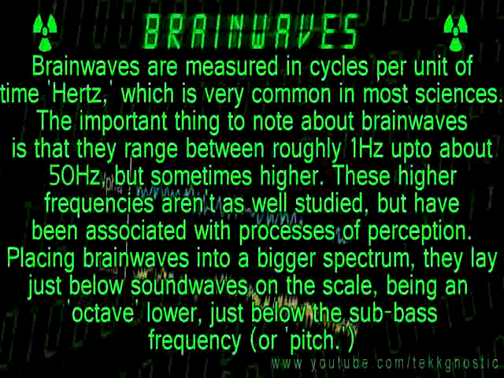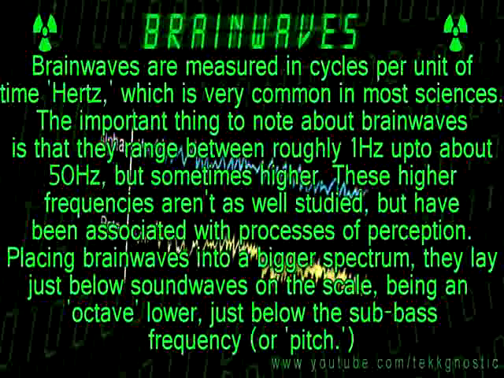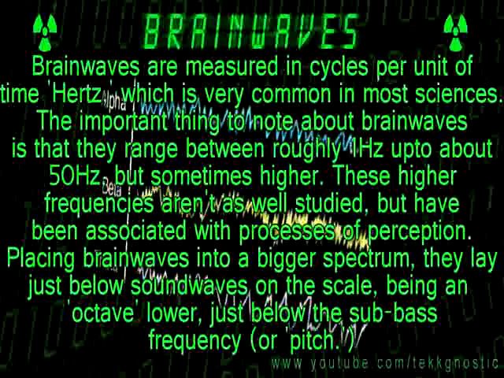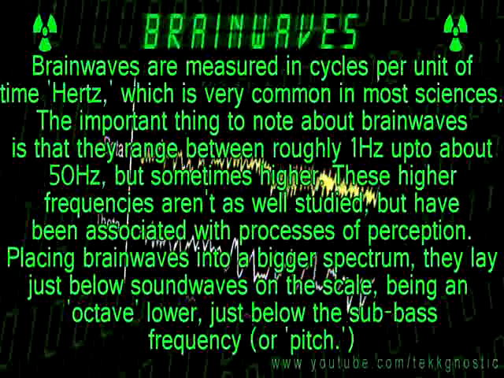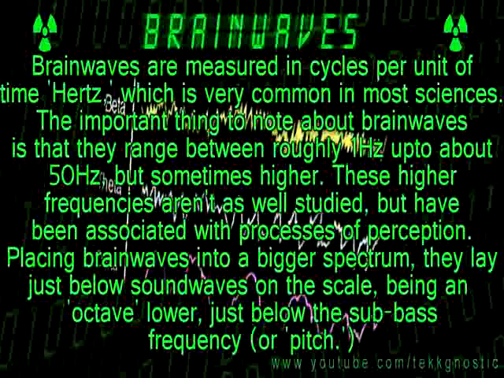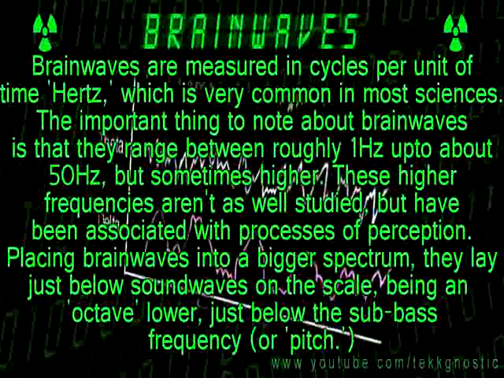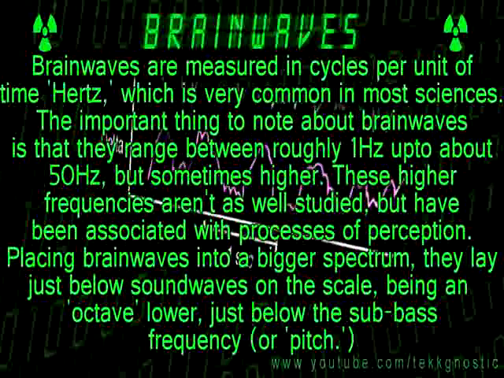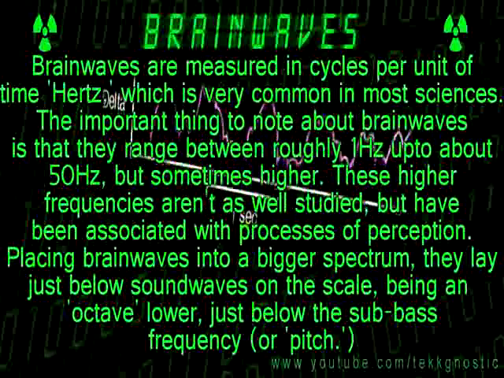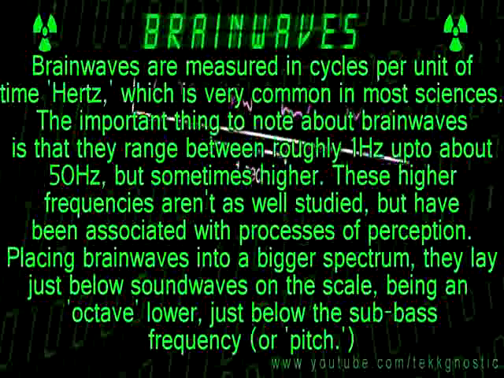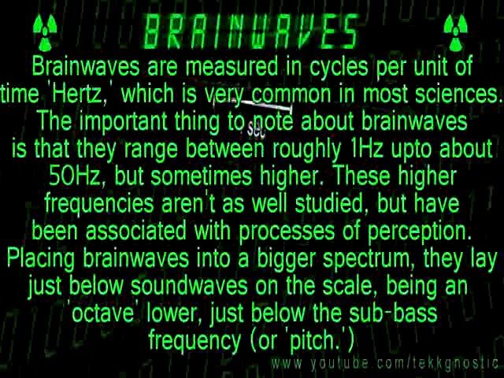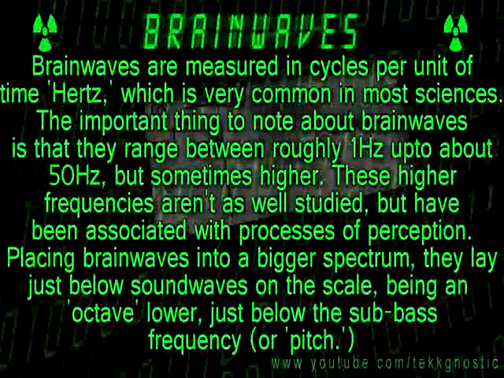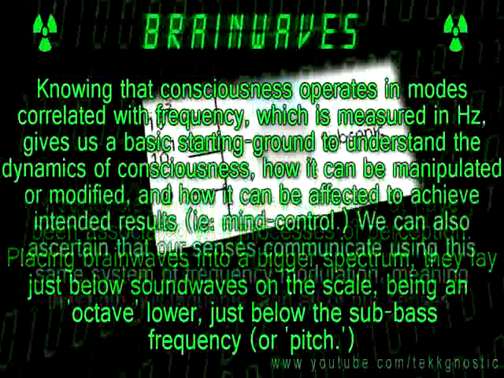Brain waves are measured in cycles per unit of time. Hertz, which is very common in most sciences. The important thing to note about brain waves is that they range between roughly 1 Hz up to about 50 Hz, but sometimes higher. These higher frequencies aren't as well studied, but have been associated with processes of perception. Placing brain waves into a bigger spectrum, they lay just below sound waves on the scale, being an octave lower, just below the sub-bass sound wave frequency, or pitch.